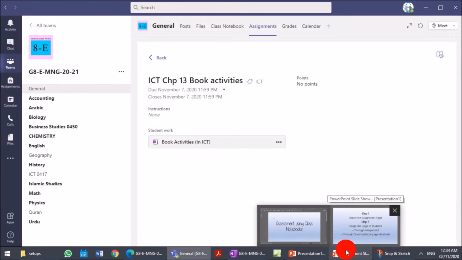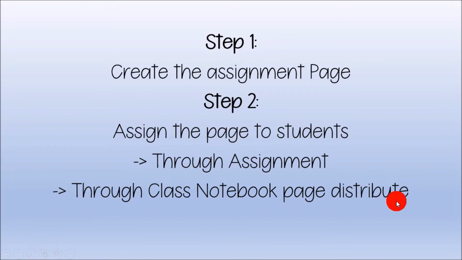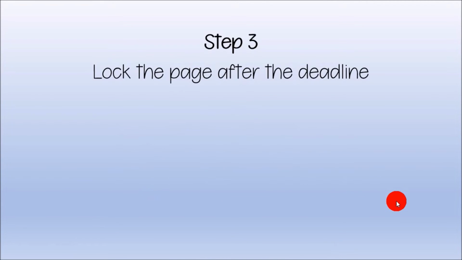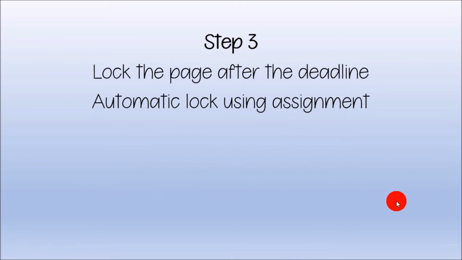So this was how you can assign the page to the students through the assignments and through the class notebook page distribute. Now we have seen both the ways, how to create the deadline, how to lock the page after the deadline. Now we have seen in the assignments that automatically the page will be locked after the deadline. You don't have to do anything on your own. When the deadline has passed for the assignment, the notebook page that was attached with the assignment will be automatically locked. This is the automatic lock using the assignments.